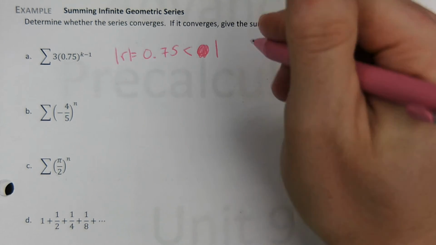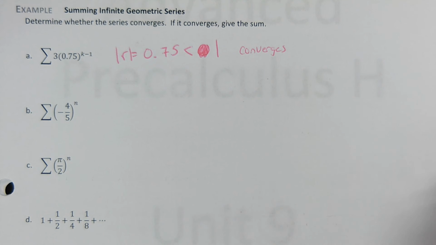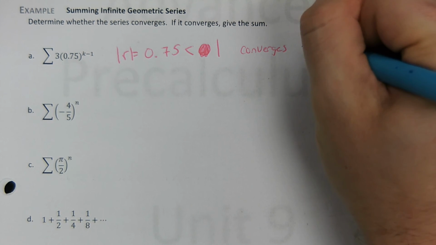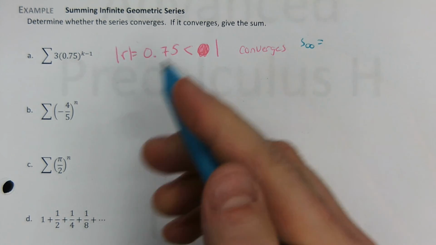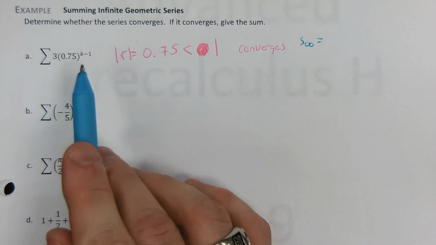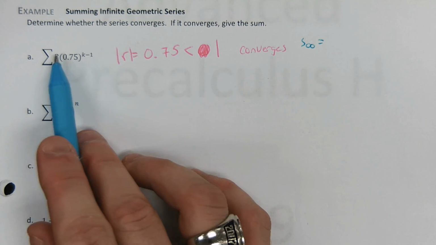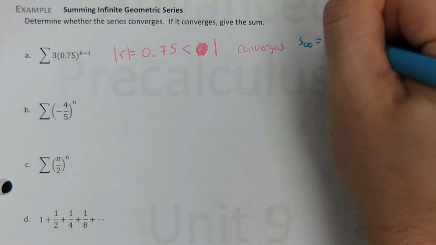Well, since we know this converges, because the absolute value of r is less than 1, let's go ahead and see what it adds up to. S sub infinity is the first term. Well, we find the first term by plugging in k equals 1. So we plug in k equals 1. 0.75 to the 0 is just 1. And 1 times 3 is 3.